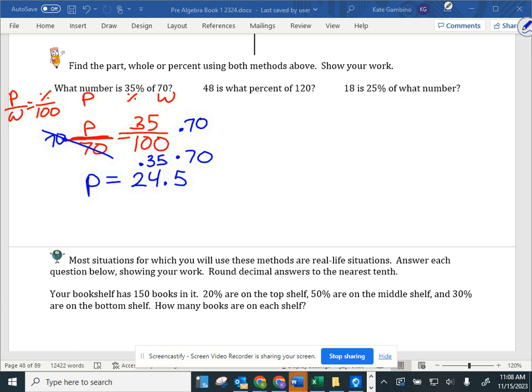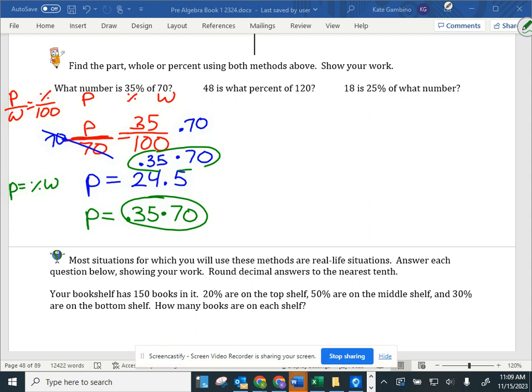That is the same thing as doing my equation. Remember, the equation is part equals the percent times the whole. So my part that I'm looking for equals the percent of 0.35 times my whole of 70. It's the same equation. So whether I set it up as that proportion to start, or I just put it right into the equation, I'm going to get the same answer.